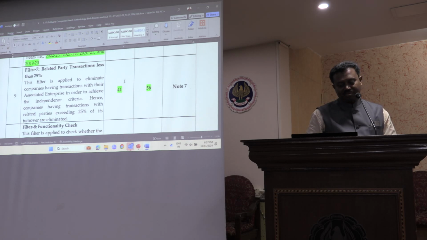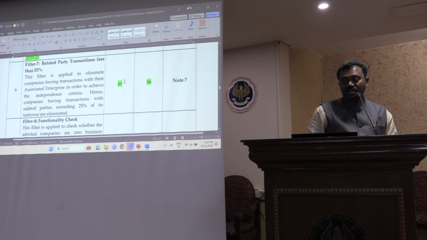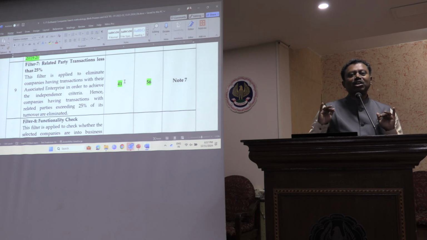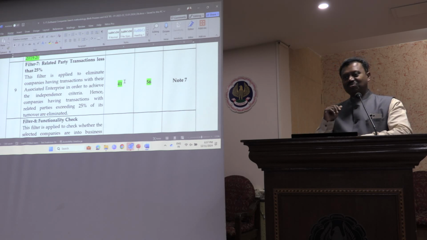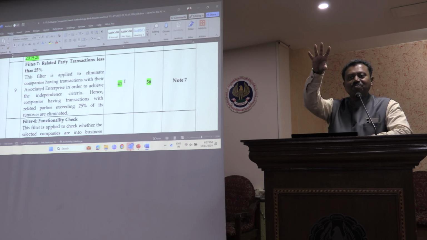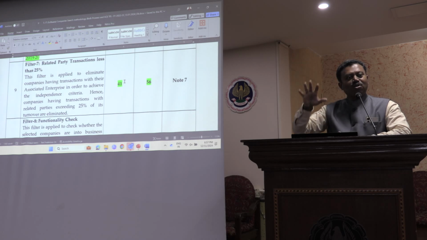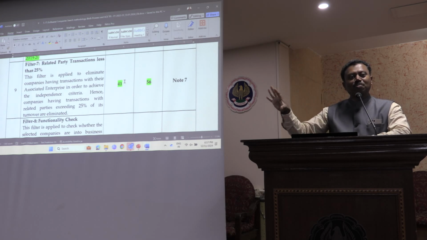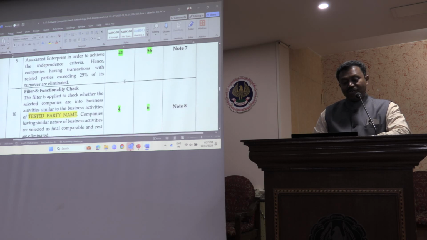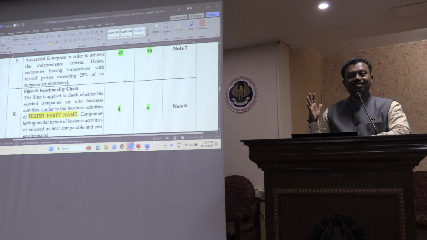Okay. So, related party transaction filter gave us finally 41 to 56 companies. Next is functionality check. All this till now that you did are easy. Why? Because you are giving a criteria of percentage, value and all that. Software can pick the data and throw the balance companies as an output. Next is more tricky, functionality check.